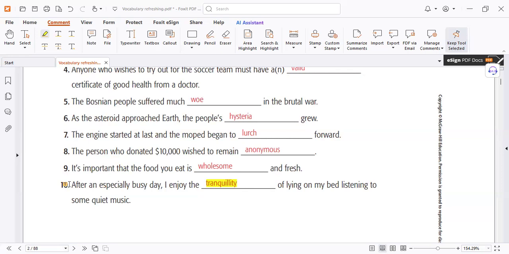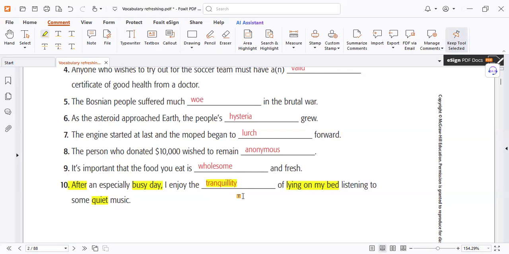After the actions, after a busy day, what would you expect? To be relaxed. And he mentioned lying on bed, listening to music. What does it refer to? And already we have the word quiet for tranquility. So here we need a word to say that he was in a calm environment, calm mood, relaxation, for example. Yes or no? Yes. So here we could have tranquility or calmness.